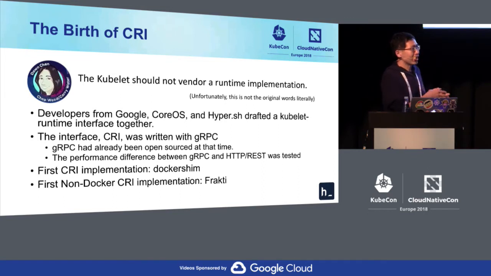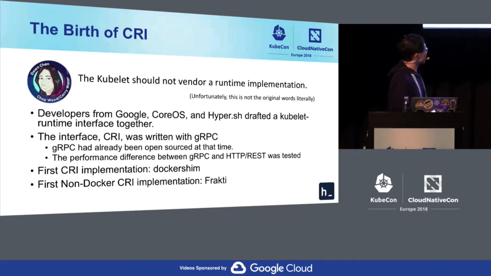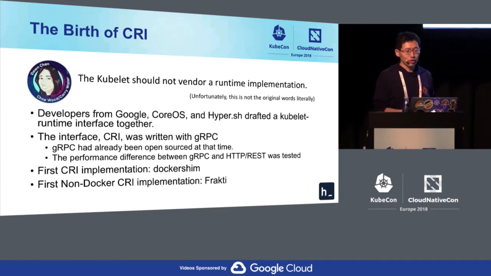And from that time the node team tried to move all the runtime-based code outside of Kubernetes. Instead, they made a generic runtime implementation, and then call all the runtimes identically with the interface. The interface is called CRI, Container Runtime Interface. At that time, the developers from Google, CoreOS, and HyperHQ drafted the Kubernetes runtime interface together, and the interface, the CRI, is written in gRPC.